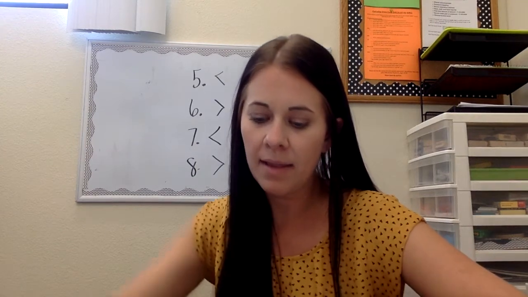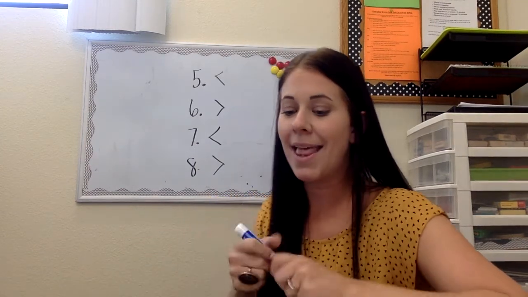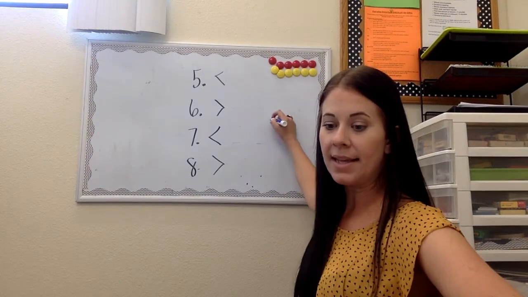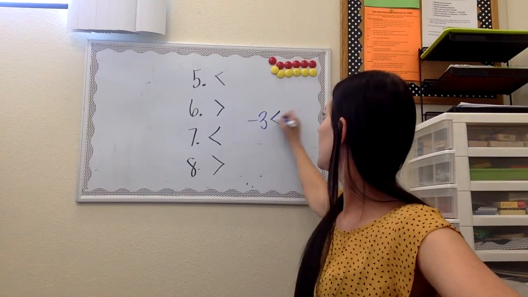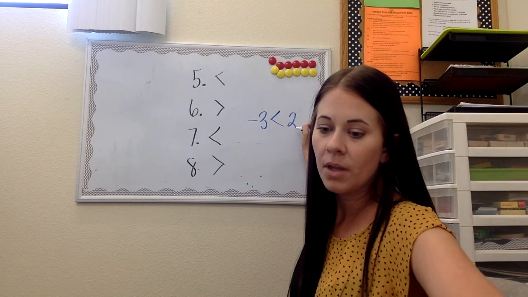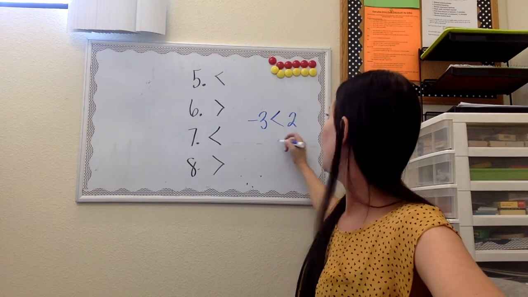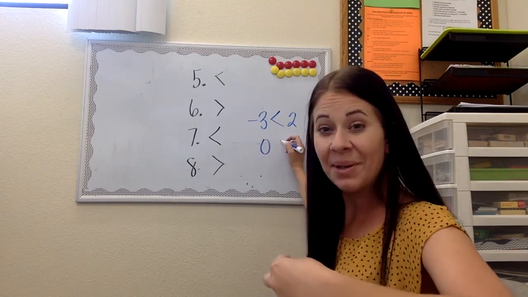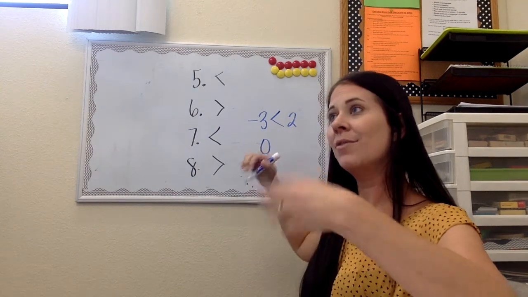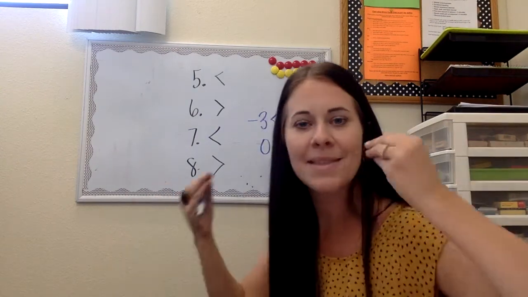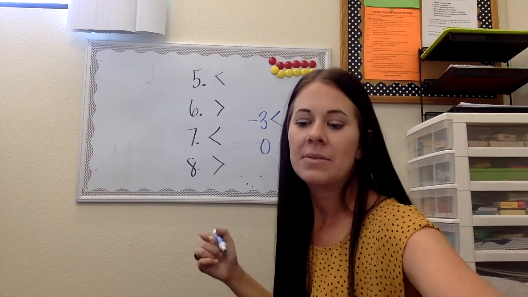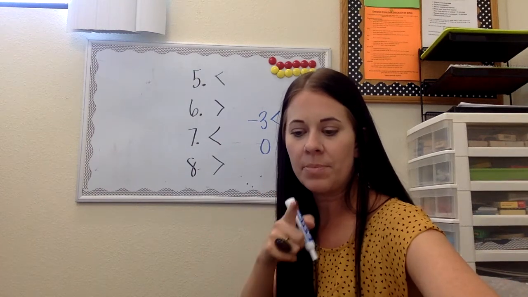So number 9, letter A, -3 is less than 2. Less than. So -3, 2. And letter B, 0, because that is a number. Don't say nothing. Everyone's like, what's the answer? Nothing. No, it's 0. That's the math way of saying nothing. So 0, it's an actual number. Use it. Don't be scared of it.